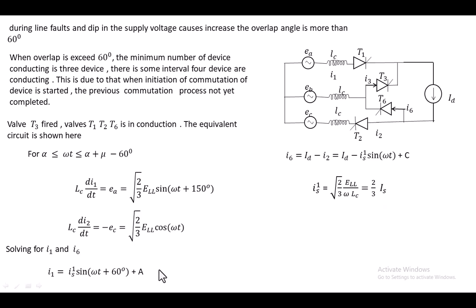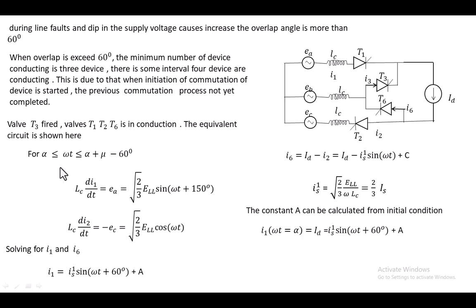Now we have to find the constants A and C. The constant A we can calculate from the initial conditions. Initial condition means omega t equals alpha. When omega t equals alpha, the I1 current, the current passing through T1, is equal to ID, that is equal to IS1 sin of omega t plus 60 plus A. In place of omega t, you can take alpha. Now we apply the final boundary conditions for the equation to get the value for C.